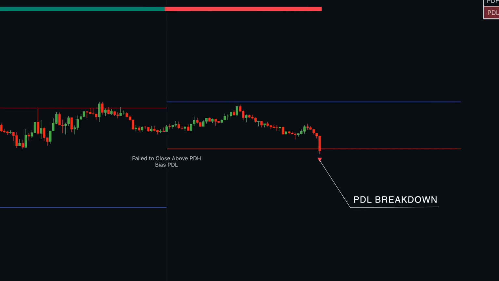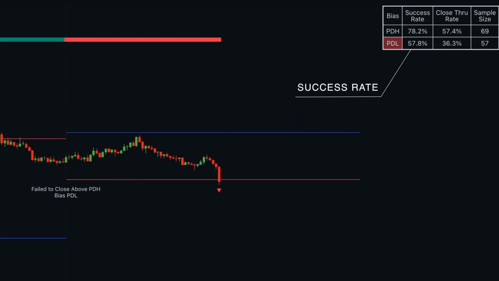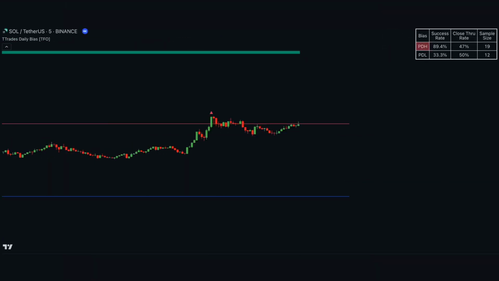The table indicates the success rate of price hitting the levels provided by each period's bias, followed by the success rate of price closing through said levels after reaching them, as well as the sample size of data collected for each scenario. In the above Solana 5-minute chart, we can gather a lot of information from the table in the top right. First, we may note that the PDH cell is red, which indicates that the current day's bias was targeting PDH, and it has already traded through that level.